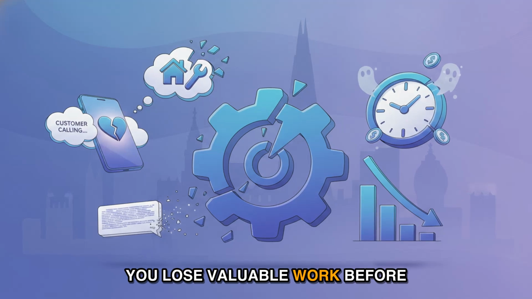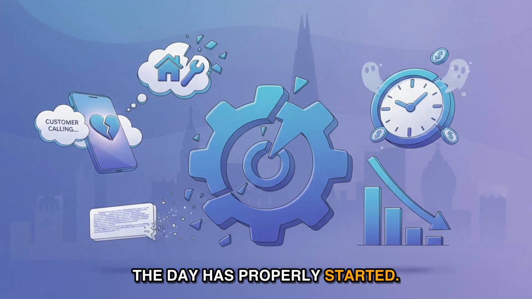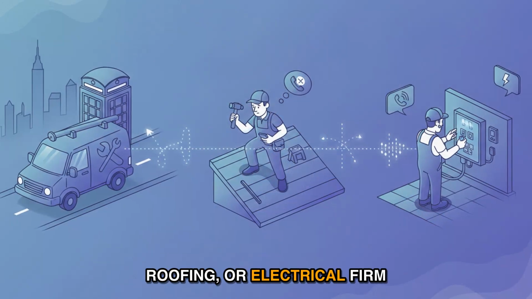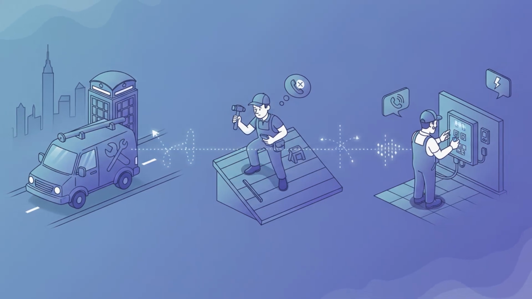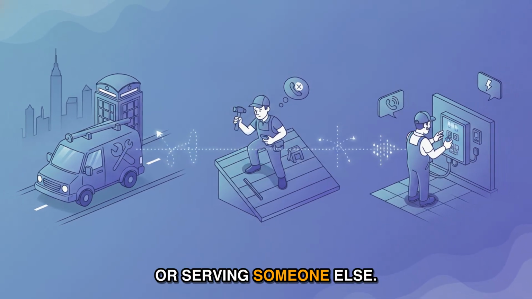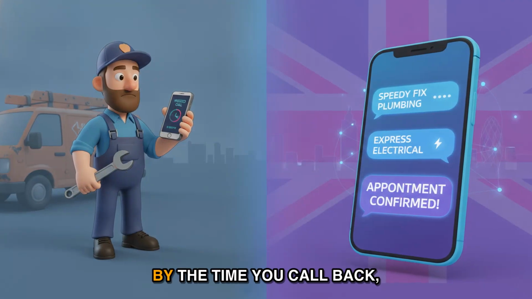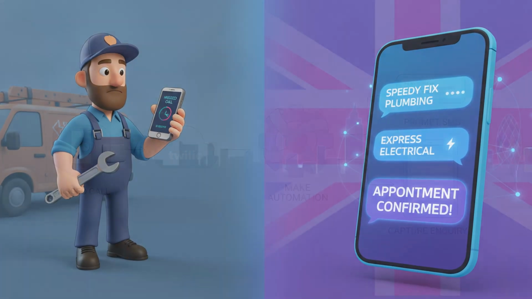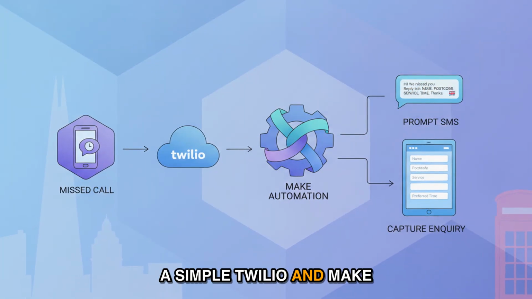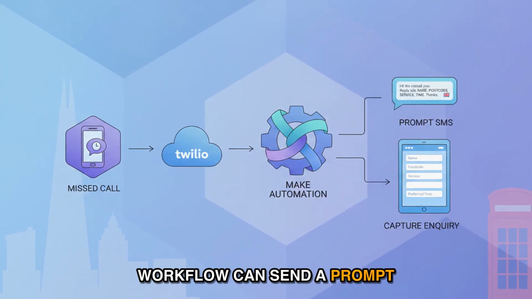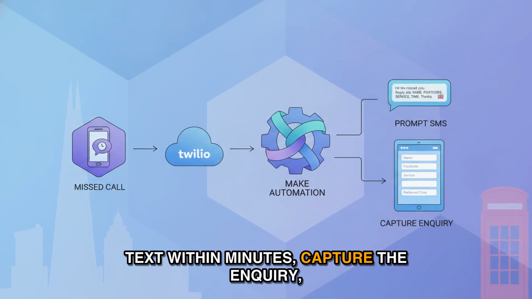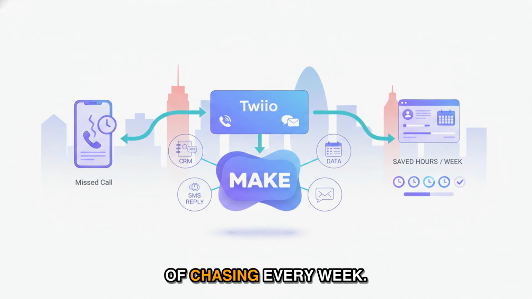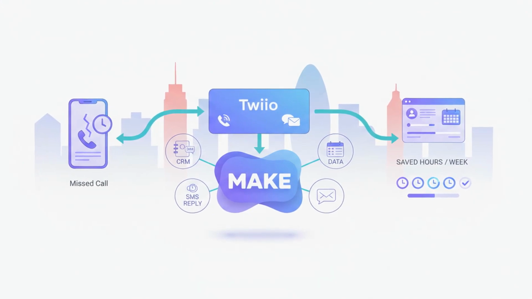You lose valuable work before the day has properly started. A customer calls your plumbing, roofing, or electrical firm while you are driving, on site, or serving someone else. By the time you call back, they may have contacted another trade. A simple Twilio and Make workflow can send a prompt text within minutes, capture the inquiry, and save you several hours of chasing every week.